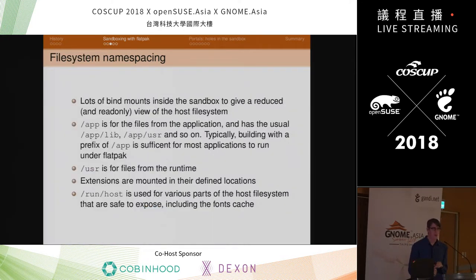In terms of the file system namespacing, this is actually quite complicated. There are some very simple things that it does, which I'll describe here, but if you look at the list of file systems that get mounted when you go inside a Flatpak sandbox, it's quite long. It's maybe 100 items individually. But the reason behind this is pretty common, so I'll just go over some of the common background.